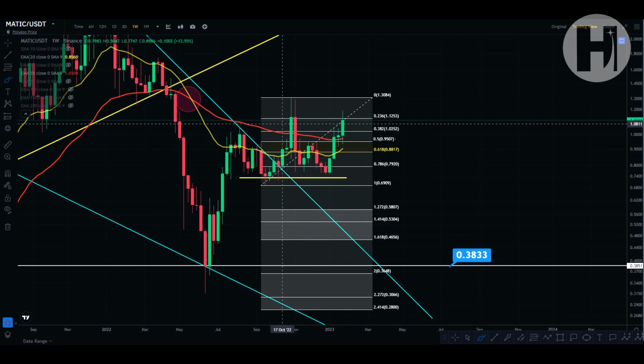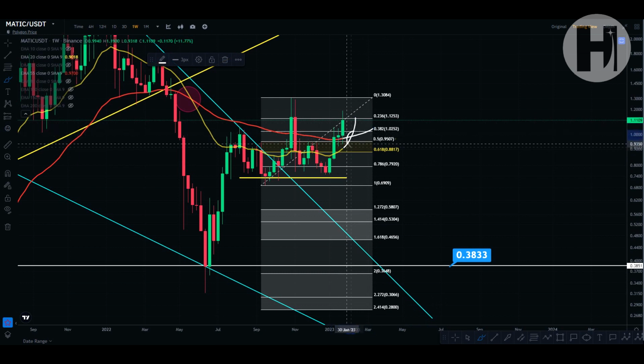So the 20 MA currently is sitting at 90 cents. So if we see that bullish cross on the weekly chart, that is going to be a major buy signal in my opinion, because usually the weekly chart bullish cross is the most important one you should be looking for.